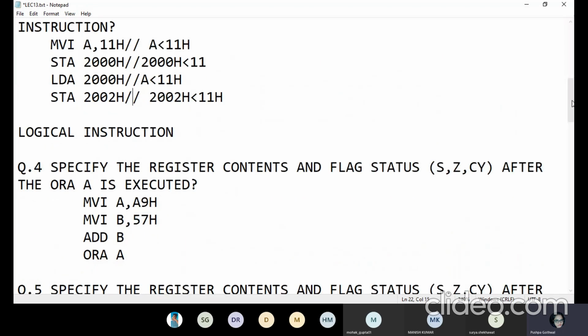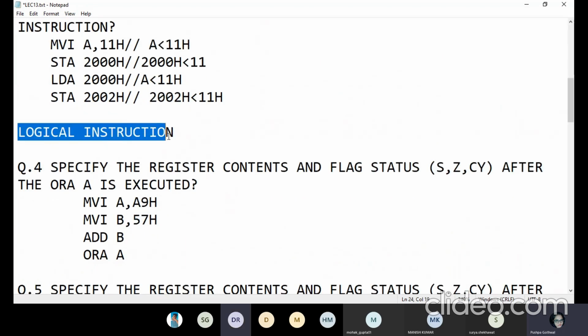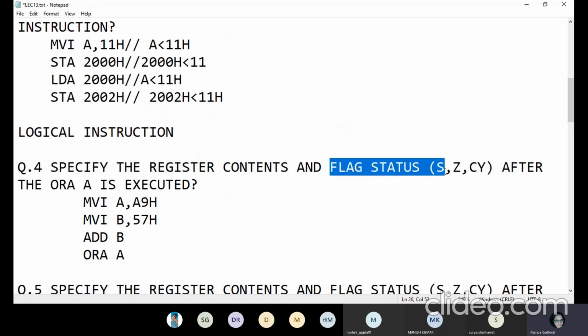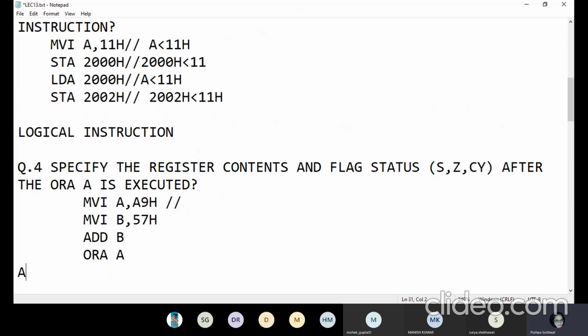Okay. The next kind of instruction is logical instructions. For logical instructions, we have this question: specify the register content and flag status, sign, zero, carry, after the ORA A is executed. After the execution of this instruction, we need to tell the content of the registers as well as the flag status. Anybody can tell me what will be the content of the registers? We have two registers here. We need to know the answer for A and the answer for B, as well as the sign flag, the zero flag, and the carry flag. Anybody can give me the answer for this?